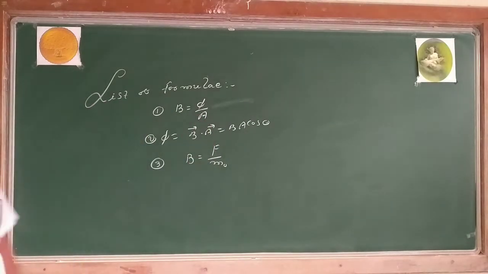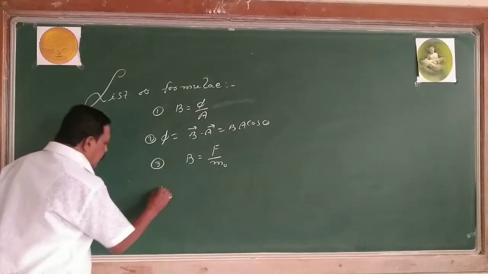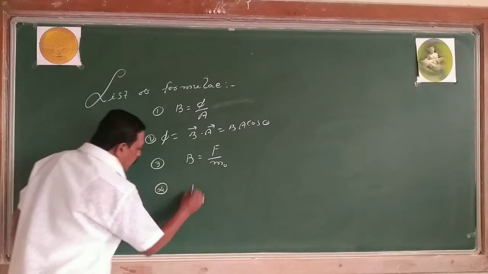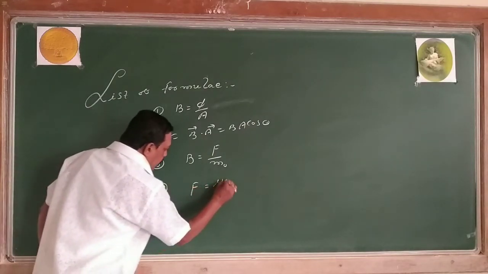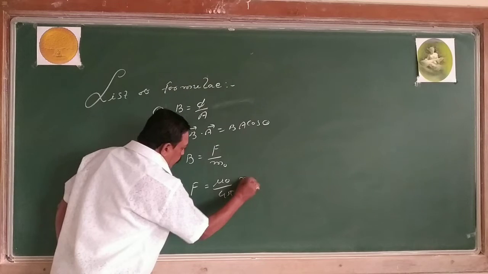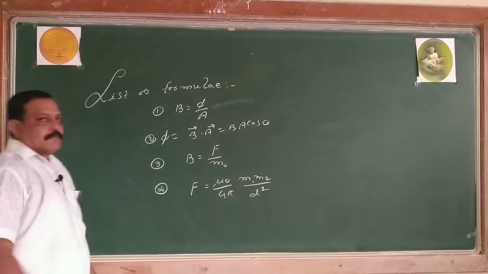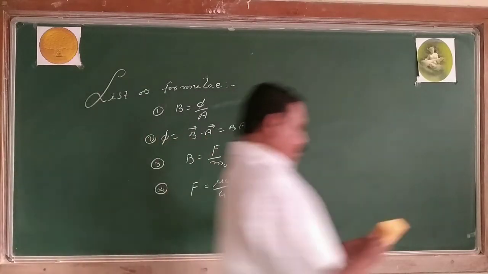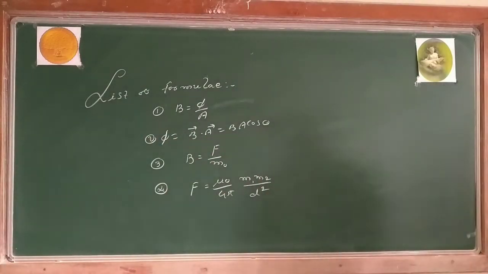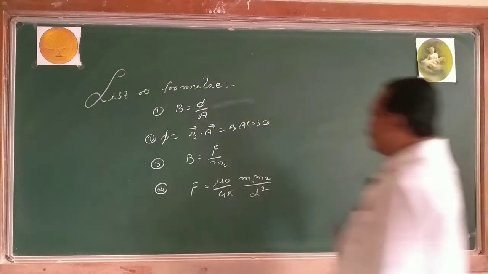Then fourth one, Coulomb's law in magnetism: the force of attraction or repulsion is mu naught divided by 4 pi, times the product of the pole strengths, and inversely proportional to the square of the distance between them. Is it clear? Yes. We are bringing everything here. Then the fourth one is done.